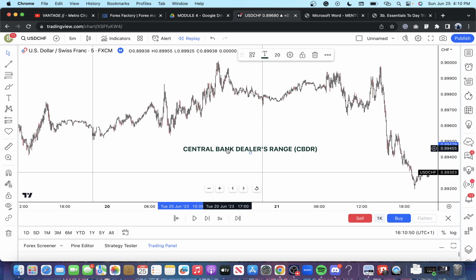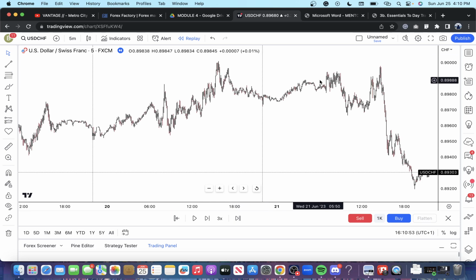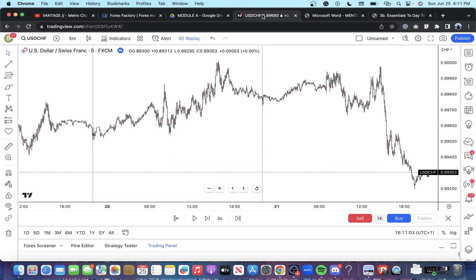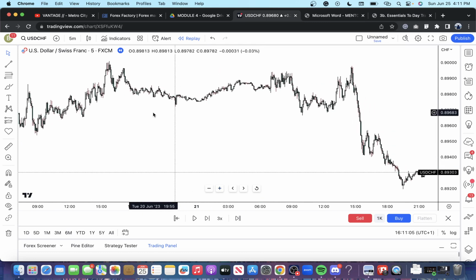Now, how you want to utilize the central bank dealer's range is you're going to use that time window we talked about. And again, the time window is from 2 p.m., which is when we have the trade close, to 8 p.m., which is when we have Asian open. So we're going to look for 2 p.m. on our chart here. And this is 2 p.m. here. And this is 8 p.m. here. Okay, so now this is our time window for the quote-unquote dead period in Forex, or what we use as institution traders as our CBDR, which is central bank dealer's range.